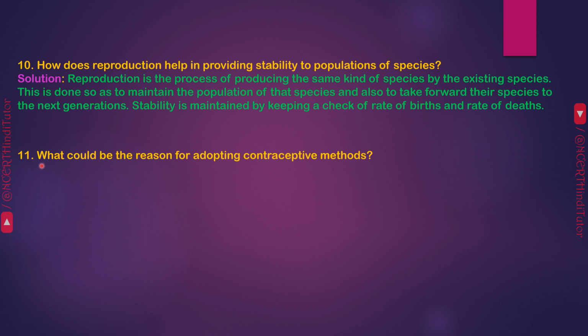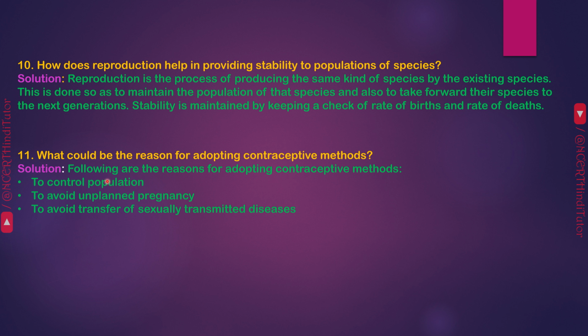Question 11. What could be the reason for adopting contraceptive methods? Answer. Following are the reasons for adopting contraceptive methods. First, to control population. Second, to avoid unplanned pregnancy. Third, to avoid transfer of sexually transmitted diseases.